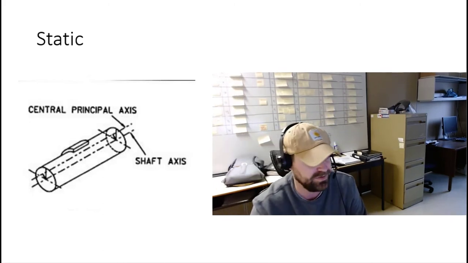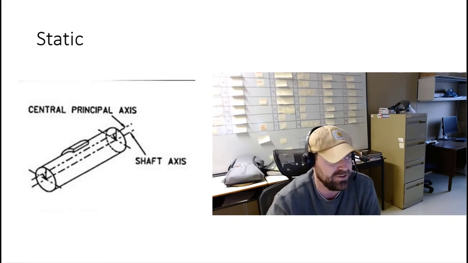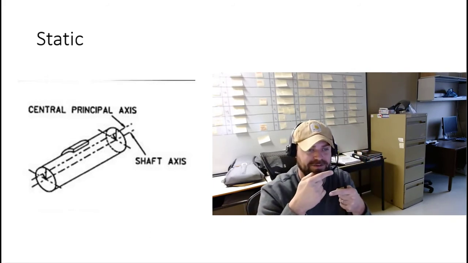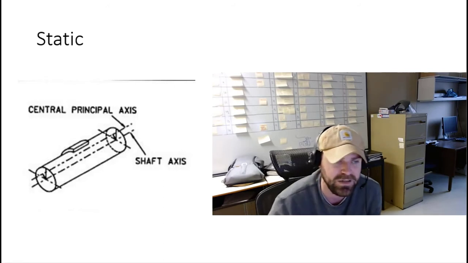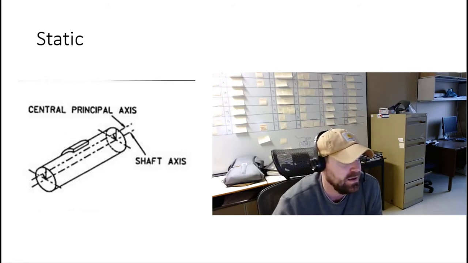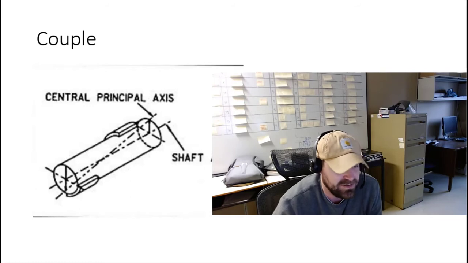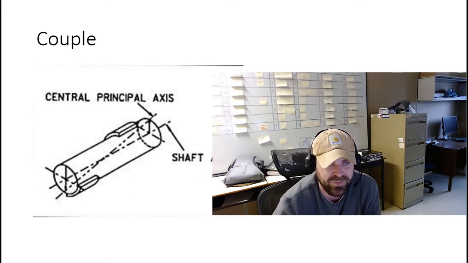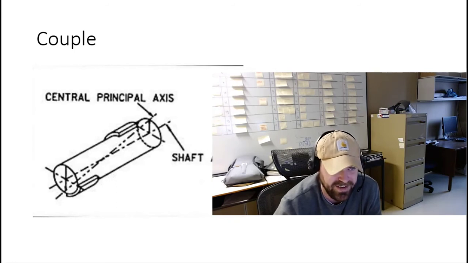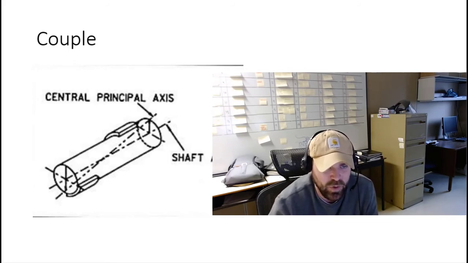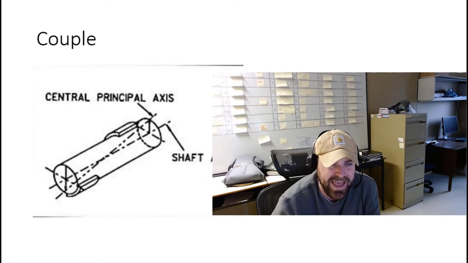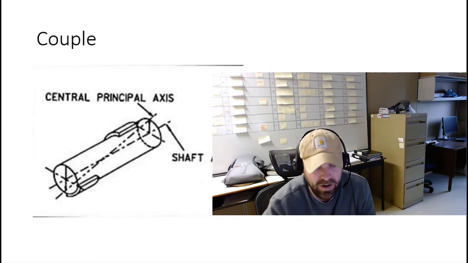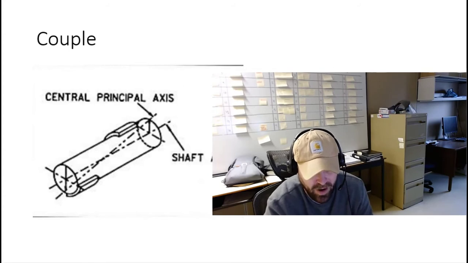Okay, so static unbalance is central principal axis and shaft axis parallel to each other. The load is in phase. The next type of imbalance that we have is called couple imbalance. Couple imbalance is a condition where the central principal axis intersects the shaft axis at the rotor center of gravity. A couple imbalance can be represented by equal heavy spots located at each end of the rotor, but directly opposite, or 180 degrees opposite, one another.